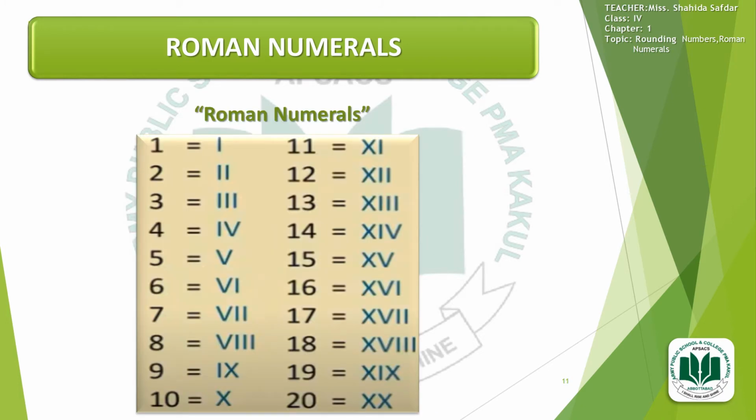Here is a chart for Roman numerals. This chart consists of numbers from 1 to 20 and their equivalent symbols or letters that are used in Roman numerals.